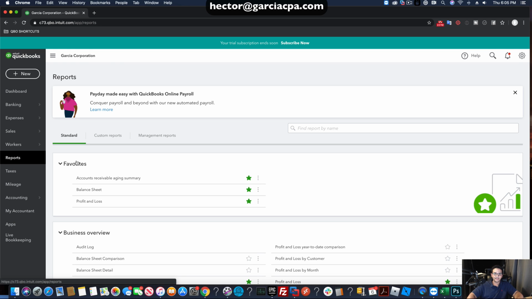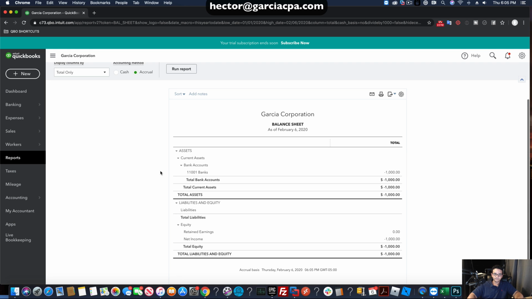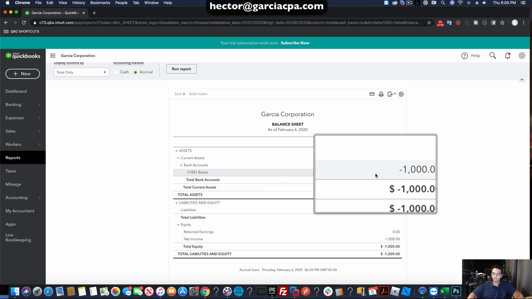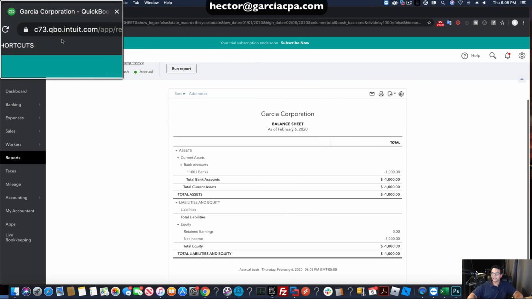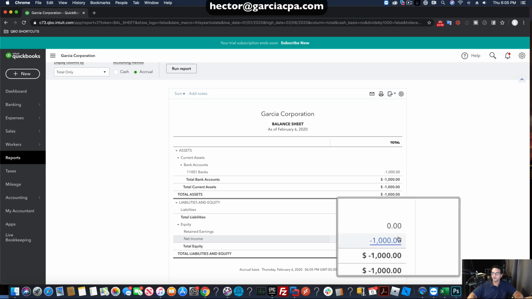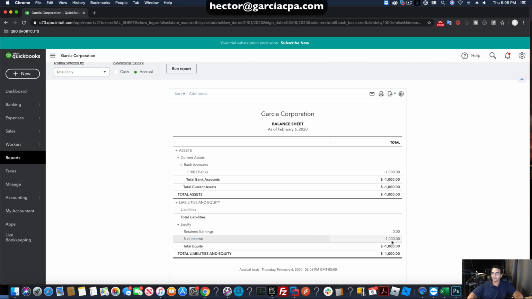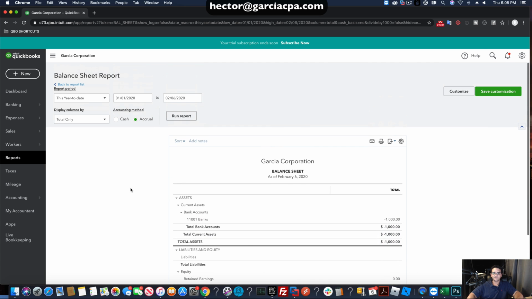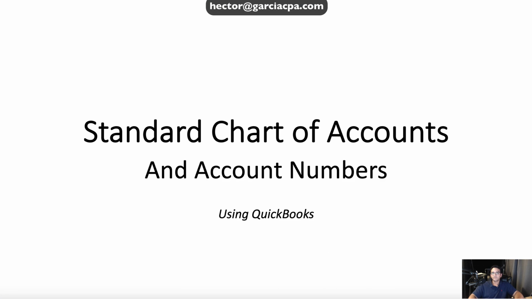And let's go into the balance sheet. And there's the $1,000 that came out of my bank account. And notice this is balanced by net income here for negative $1,000. So in a nutshell, when you're using QuickBooks or any other accounting software, it would be valuable for you to have a chart of accounts that you understand, that you like the presentation, that the numbers make sense, and that it fits your business.